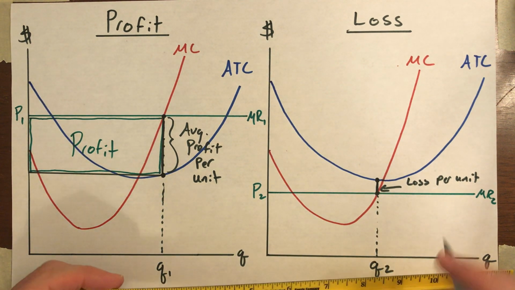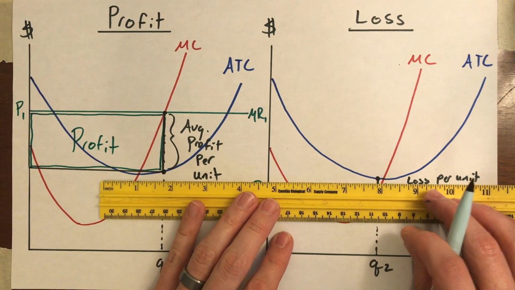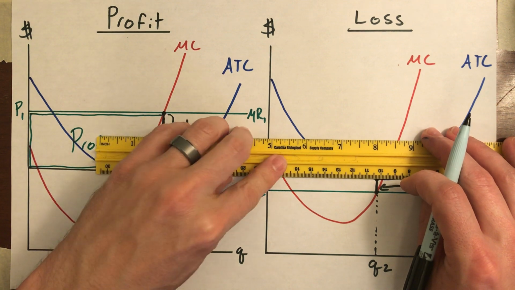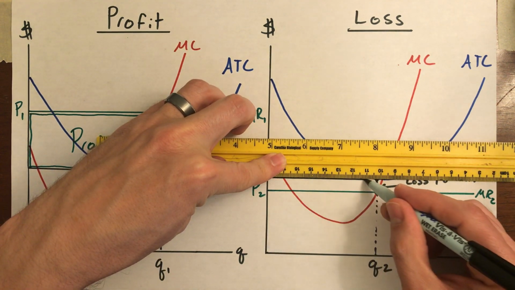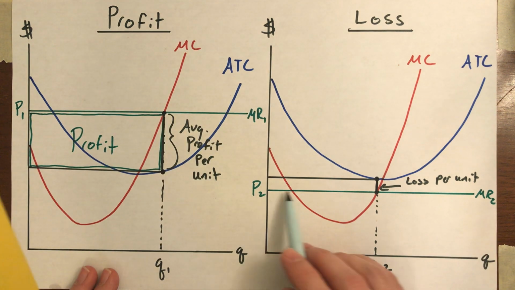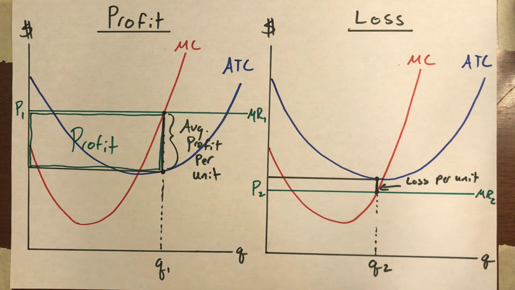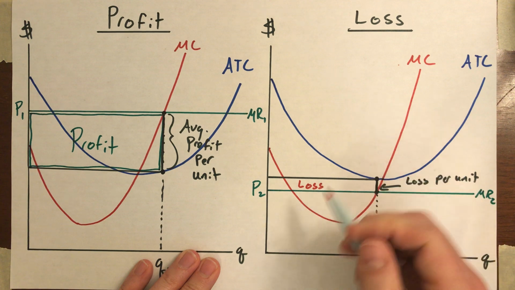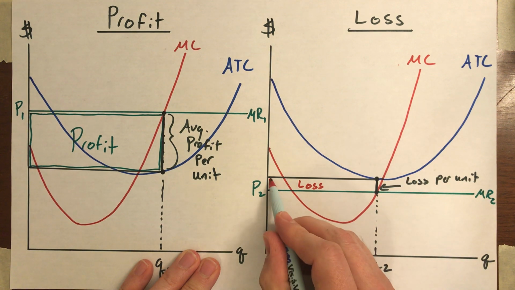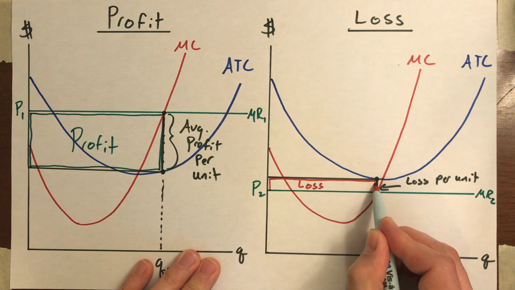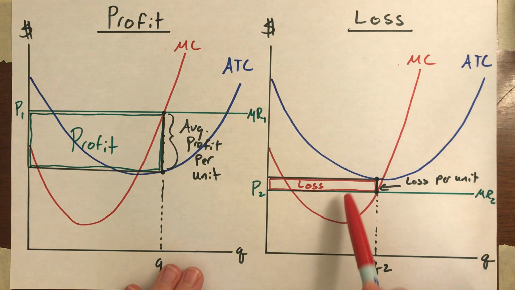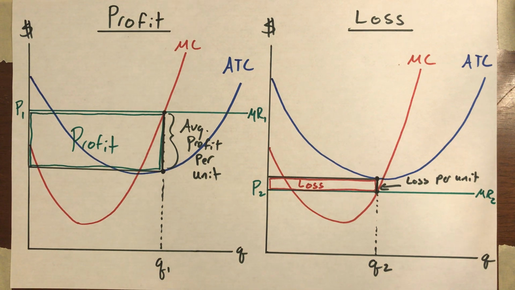Now, once again, if I take this average total cost and I draw a line back to the y-axis, I get a rectangle, although in this case it's a much smaller rectangle. And that rectangle represents my loss from operating in this market. So it's going to be that rectangle that I've marked in red.